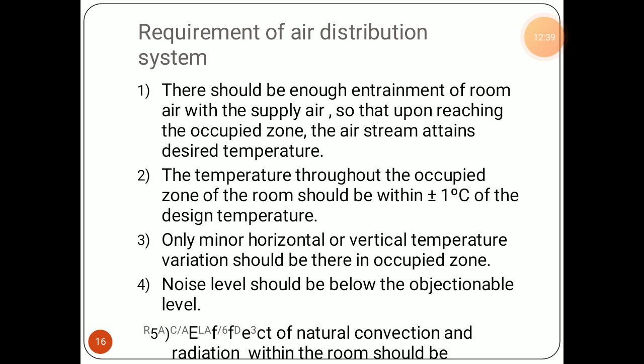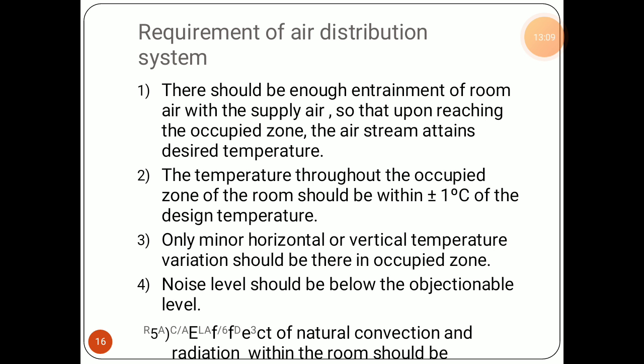So, requirements of air distribution system. There should be enough entrainment of room air with the supply air, so that upon reaching the occupied zone, the air stream attains the desired temperature. As soon as conditioned air is supplied to the conditioned space, the air stream must attain the desired temperature. That is the first requirement.